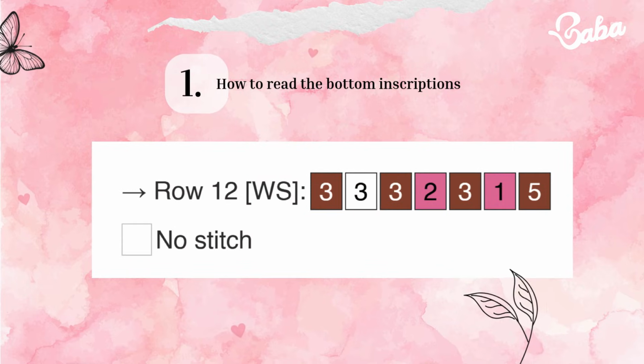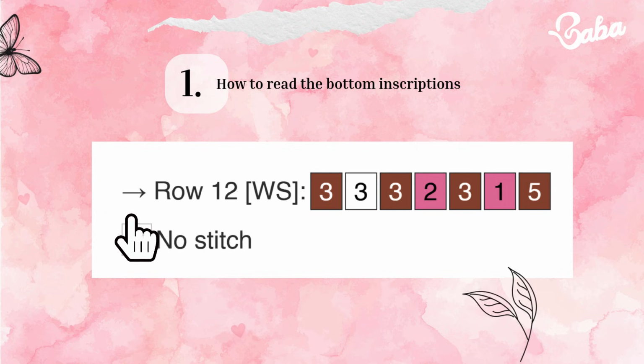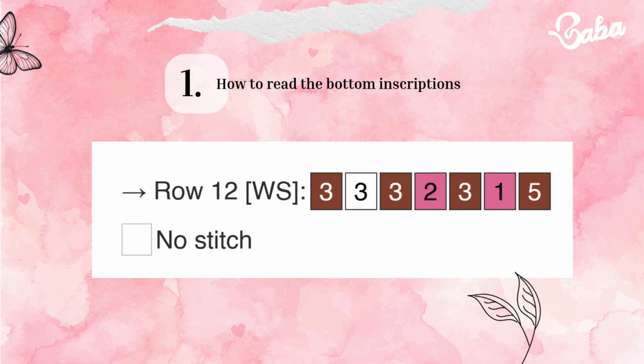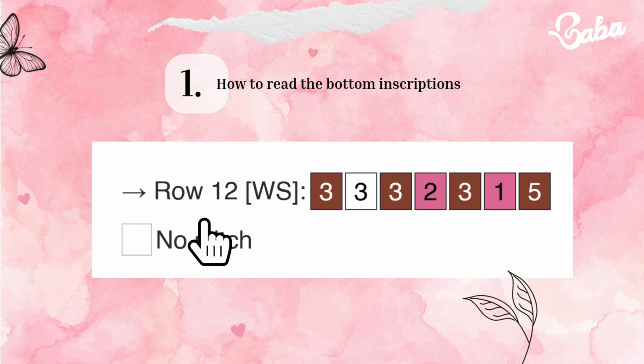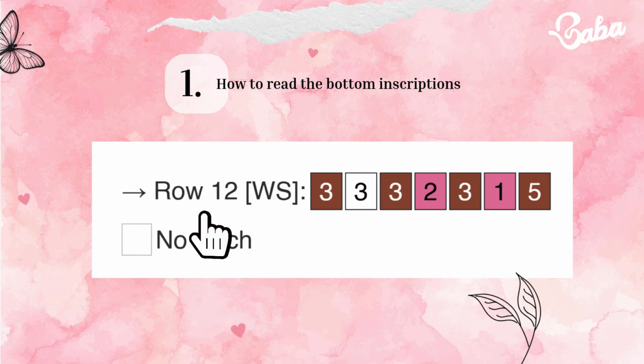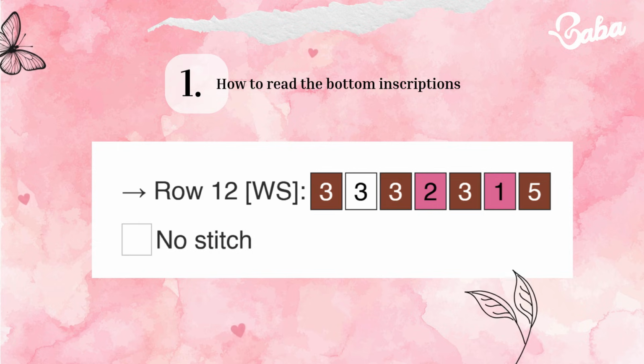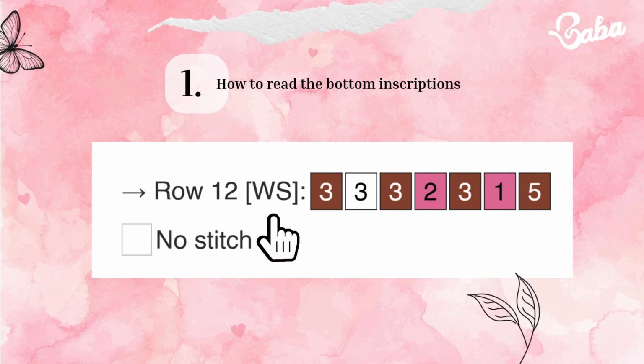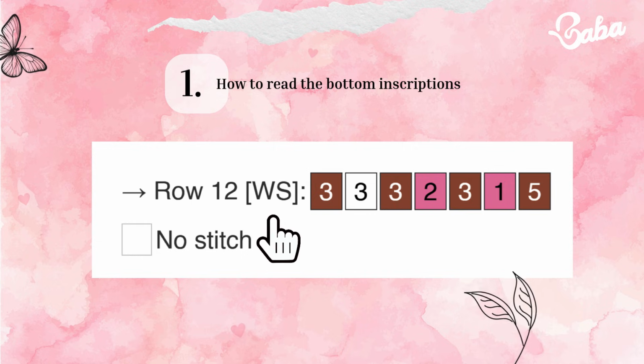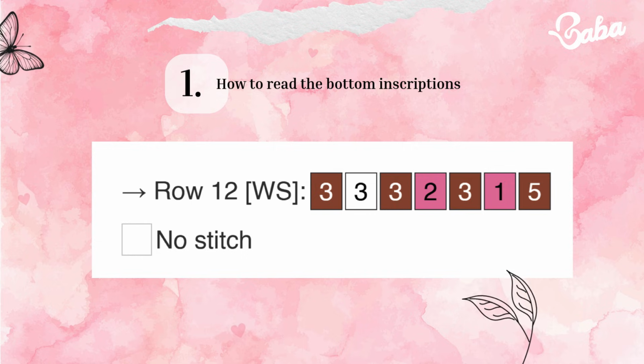First, let's see how to read the bottom inscriptions. That arrow over here, that shows us the direction of the row. In this case, for row 12, it goes from left to right. Where it says row 12, that indicates which row we are working currently. The WS means we are on the wrong side. If we had RS here, it would have meant we are on the right side.